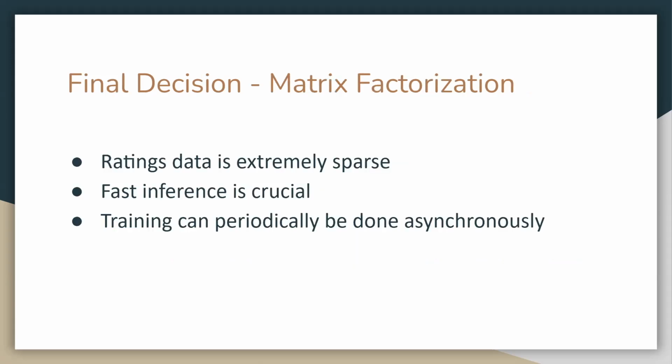Ultimately, we decided to go for matrix factorization for three key reasons. First, the ratings data is actually extremely sparse because the vast majority of movies are not watched by the vast majority of users. Second, in our system, fast inference speed was extremely crucial, which could be achieved with matrix factorization. And finally, the main drawback of training taking time is not a big issue because training can periodically be done asynchronously so that it doesn't interfere with our inference system.